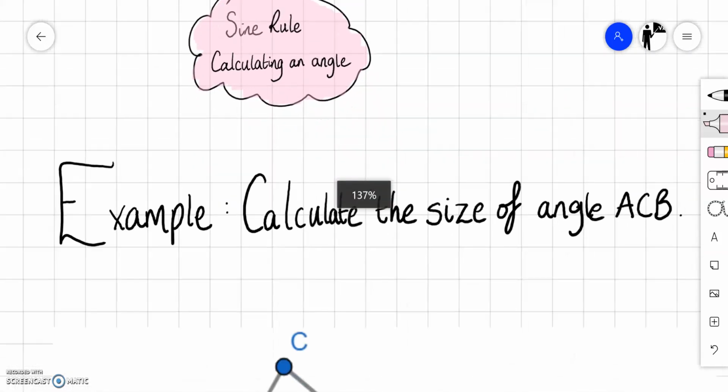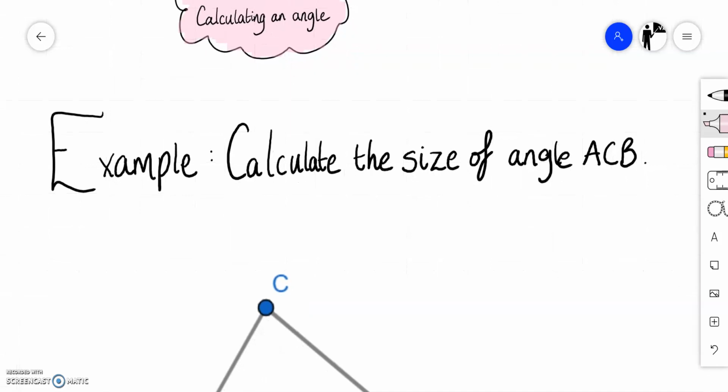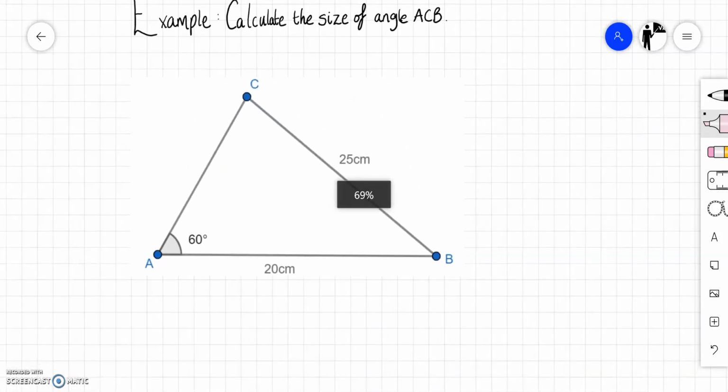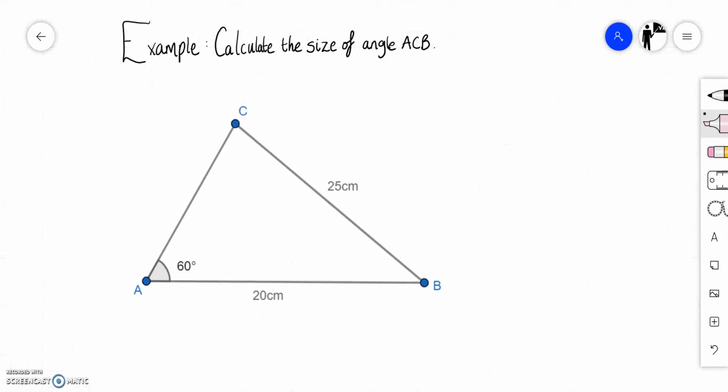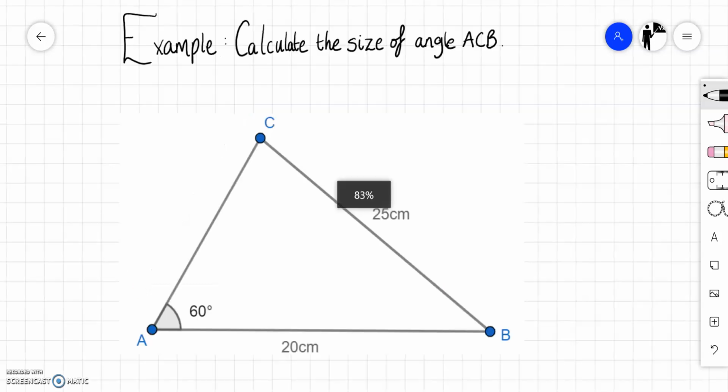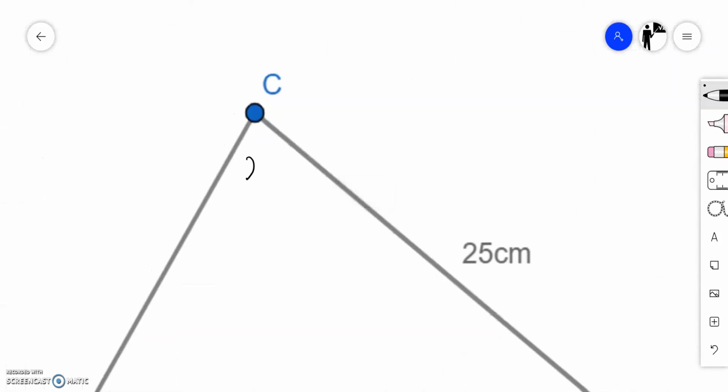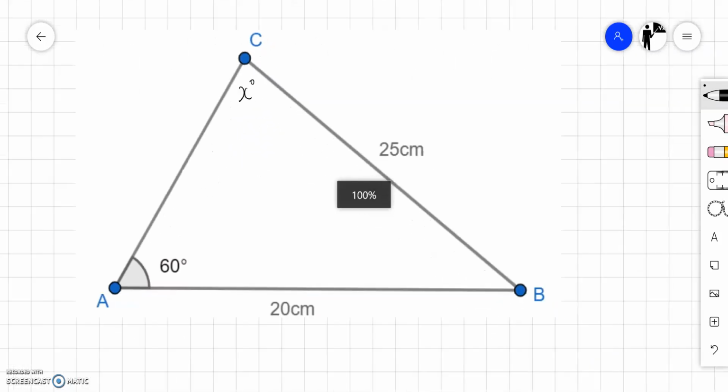Okay, so our example is: calculate the size of angle ACB. Now I'm going to ask you please to copy this triangle down. So we want to calculate the size of angle ACB. That means that we're starting at A, going towards C, then finishing at B. So that means that the angle is at C. So the angle that we're looking for is angle C. I'm going to call that x.